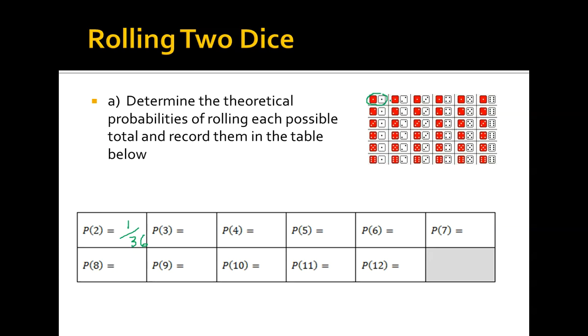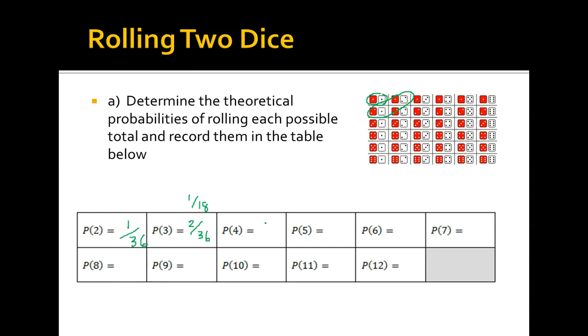Maybe I'll do the next one too. For rolling a 3, well, how many ways can that happen? Well, I can have a 1 and a 2 or a 2 and a 1. There's 2 ways out of 36. If you'd like, you could write that in lowest terms, 1 over 18. But I'm pretty relaxed in that regard. For our purposes here, 2 out of 36 would be just fine. So why don't you try the remaining ones? You can pause the video and then pick it back up in a second.